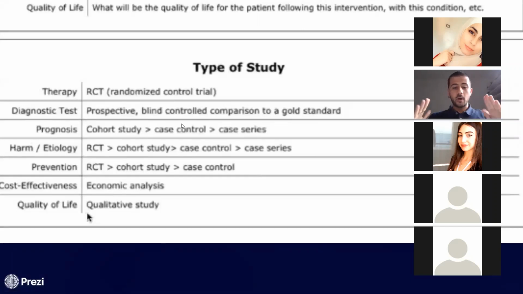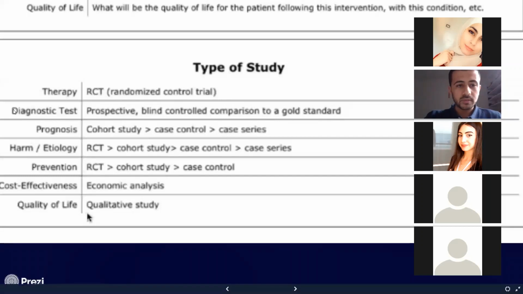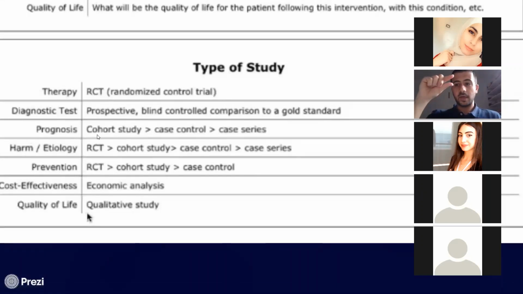We go to the pyramid, and we take the best one. If we have no difference and the three of them are applicable, we take the best, and the best is a cohort. Second is case control, and third is a case series. Okay.